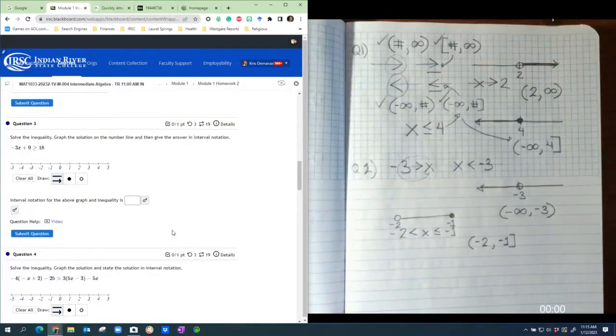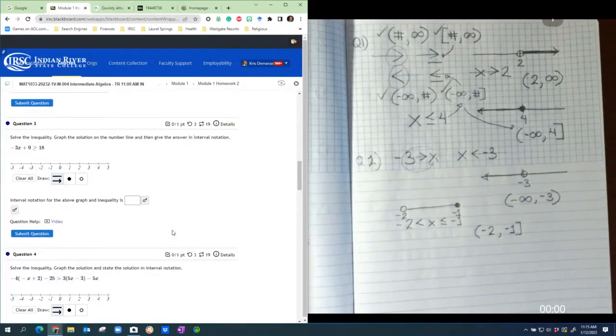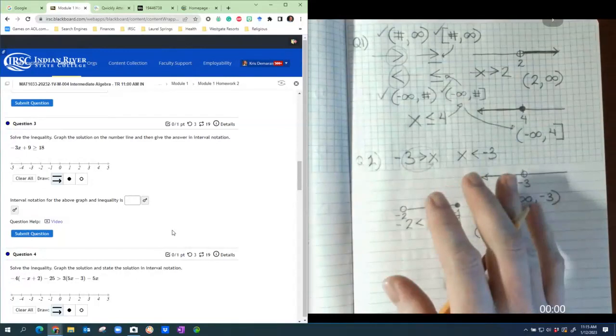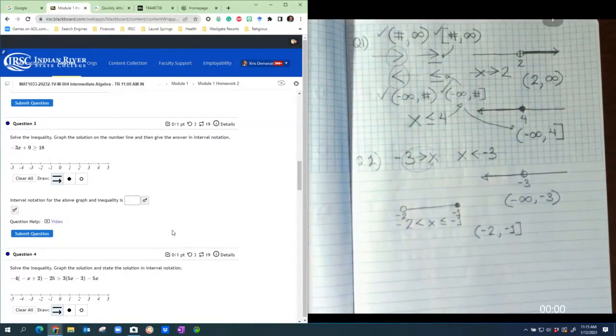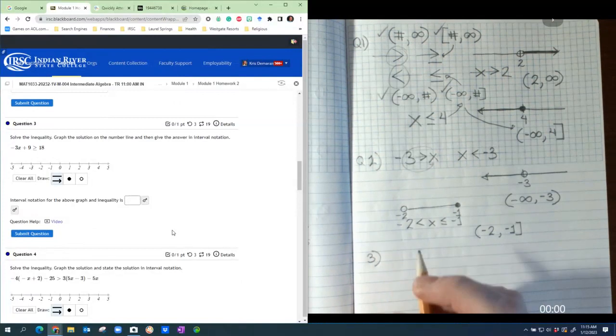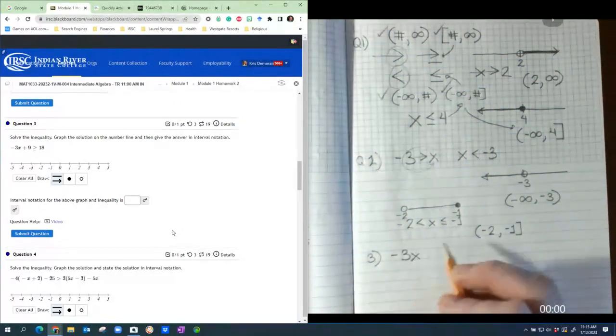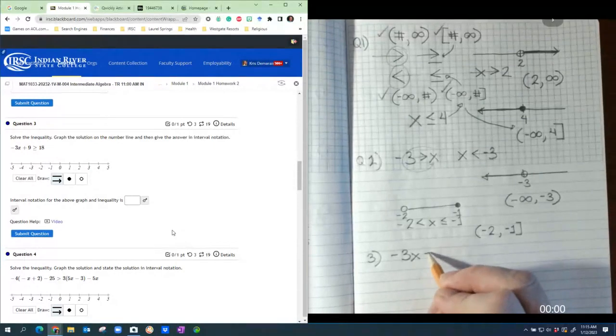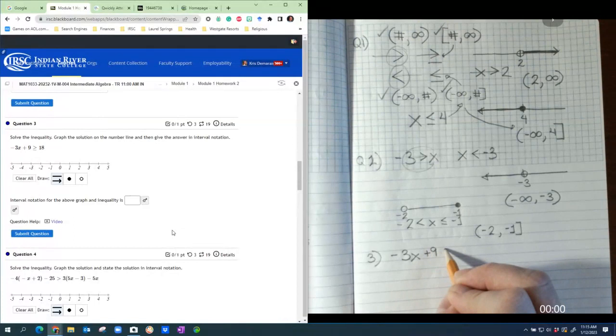So now we're looking at solving inequalities. We were graphing them before, now we're going to solve them and then graph them. For question number 3, we're going to solve it like we do a typical equation. Isolate the variable. The only difference is that if we're dividing or multiplying by a negative, we must switch the inequality symbol.